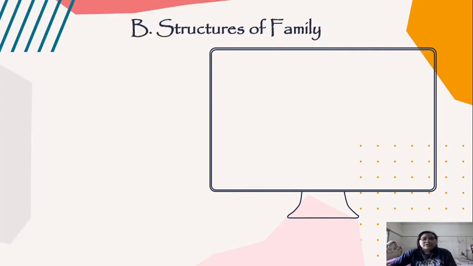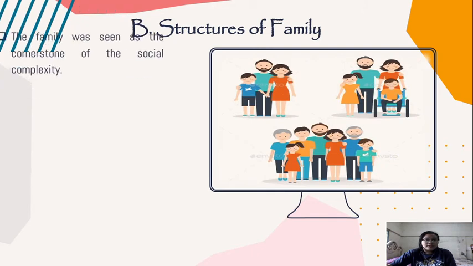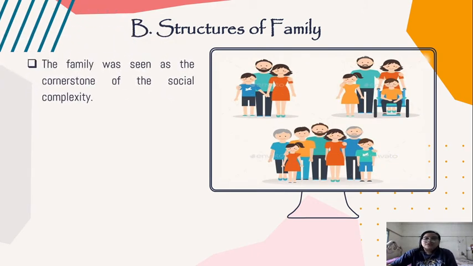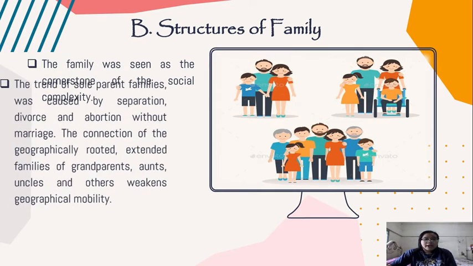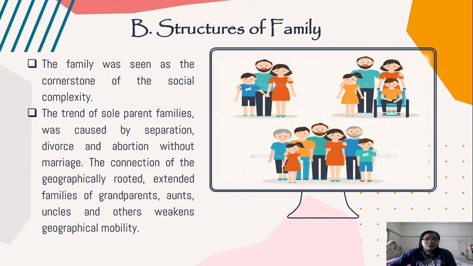Next, we have the structure of the family. The family was seen as the cornerstone of the social complexity, the mainstay of society since its focus is the analysis of society. Family is considered the basic unit of society, but the picture of a family that consists of both parents and children is now declining. Family systems have become much more complicated across time. The trend of sole parent families was caused by separation, divorce, and having children without marriage.